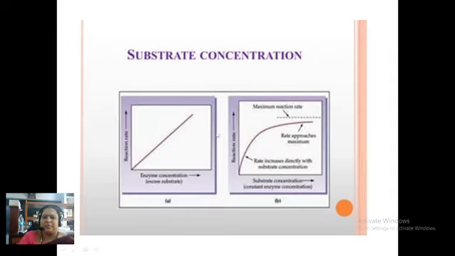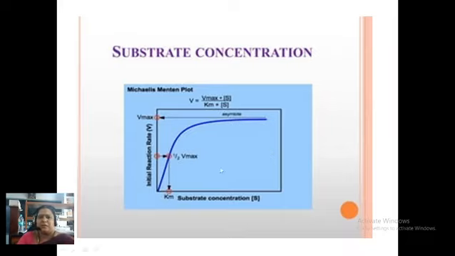So this picture also shows the substrate concentration. So Michaelis-Menten plot is V is equal to Vmax times S divided by Km plus S. This is the initial reaction velocity. This is the substrate concentration.